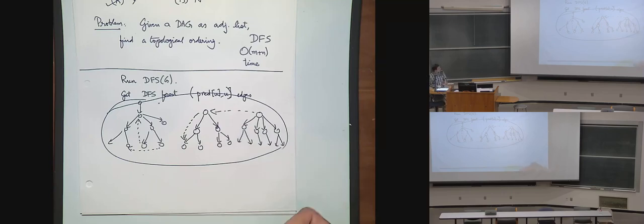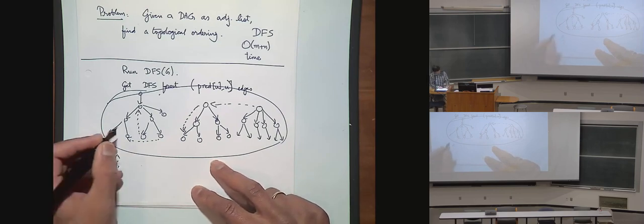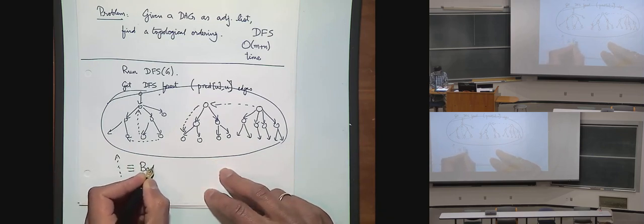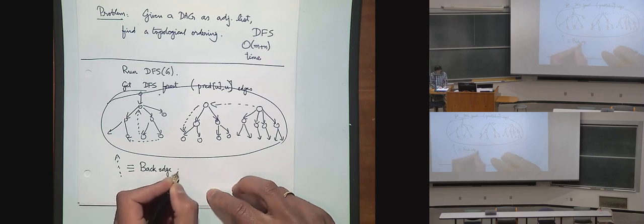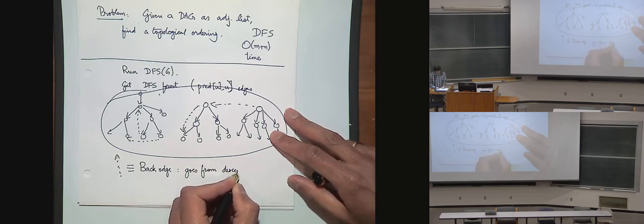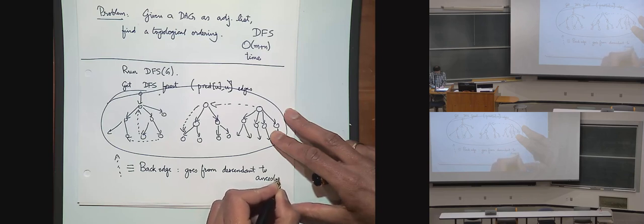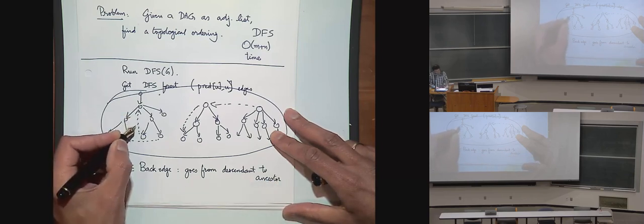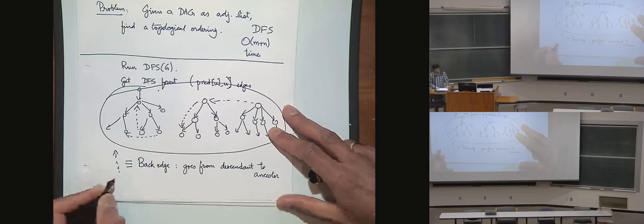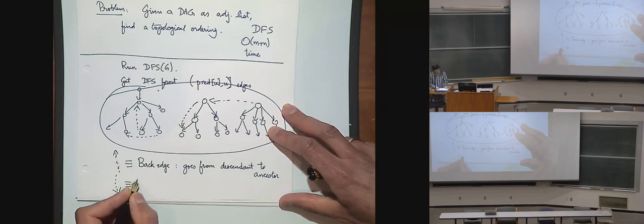So these have names. So this edge over here that I drew, this is called a back edge. It's one that goes from descendant to ancestor. This edge that I drew over here is a back edge. Yeah? Question? No? Clear? This edge that I drew over here is called a forward edge.